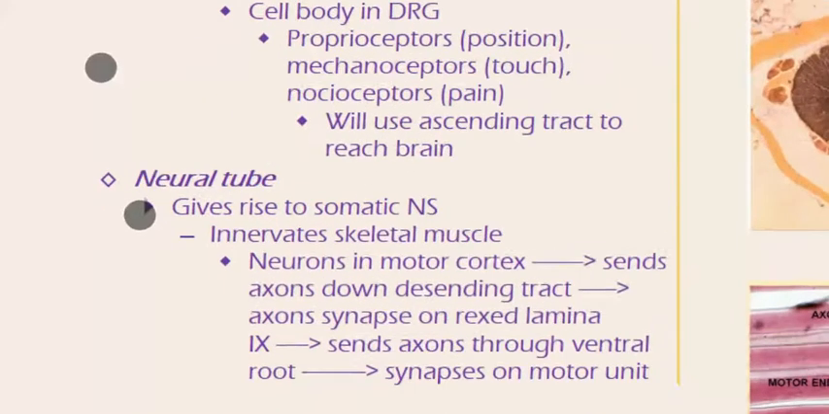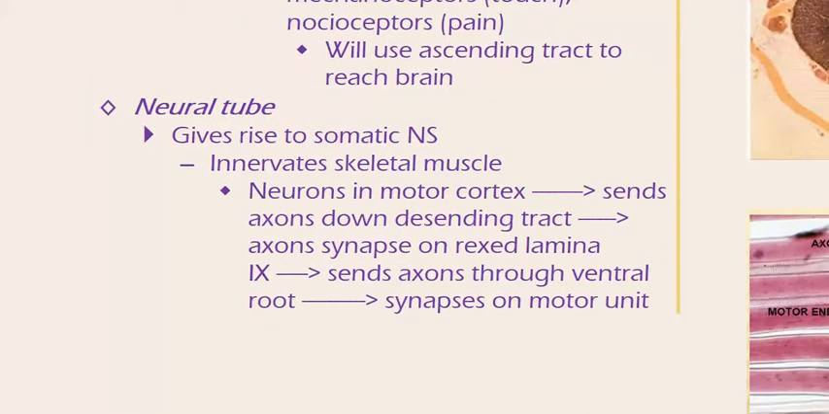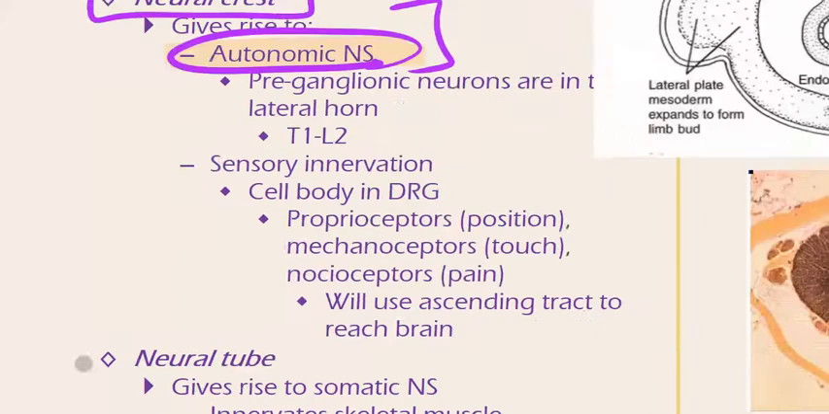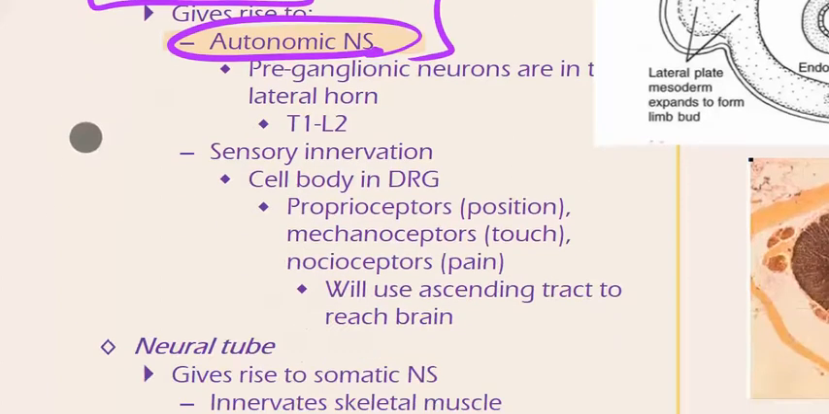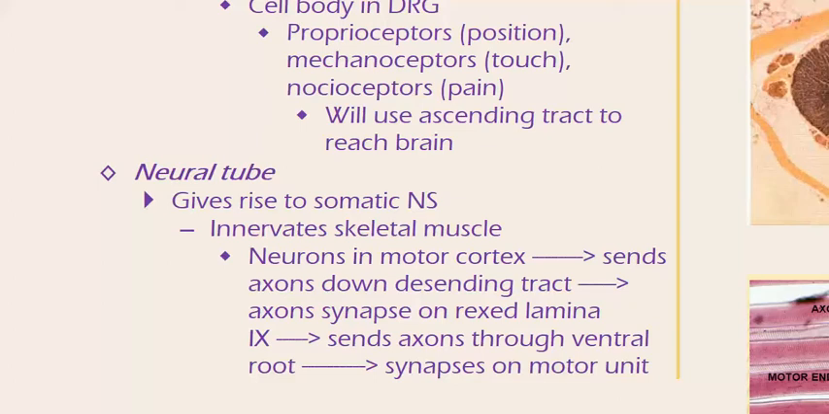Okay, so you guys remember where the motor neurons are? Okay, Brandon, question for you. Where are the motor neurons derived from? Ventral. It's in the ventral horn. Okay, is it coming from the neural tube or is it coming from neural crest? It's coming from the neural tube. Okay, that's right.